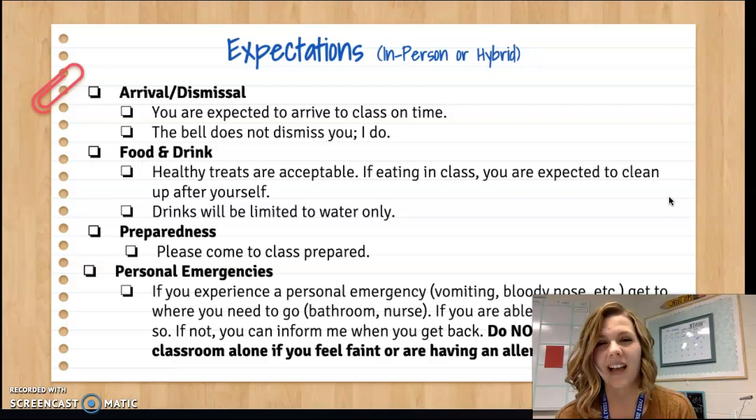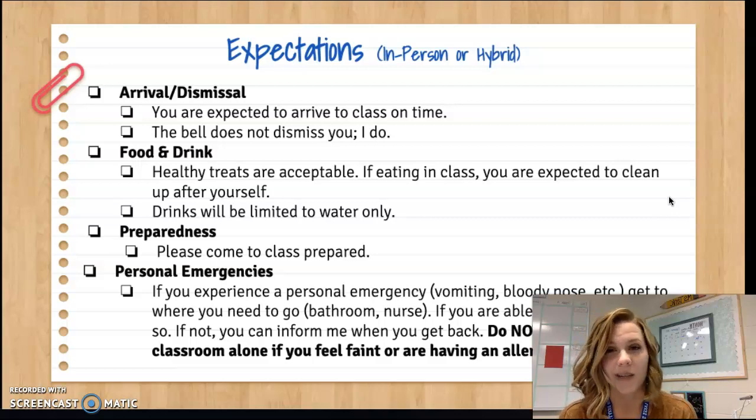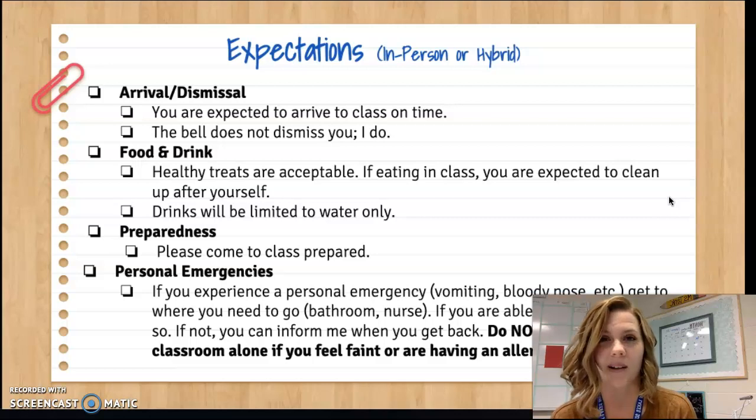Also, when you're in my classroom, I do allow for food and drinks, but I would like healthy treats, okay? So we're not gonna go to the gas station right up the road and buy a 5-pound bag of gummy bears and eat them in class all day, okay? So they have to be healthy snacks. And if you're eating in class, you are expected to clean up after yourself. I'm not your mom, okay? Drinks will be limited to water only, please. I expect you to come to class prepared as well.